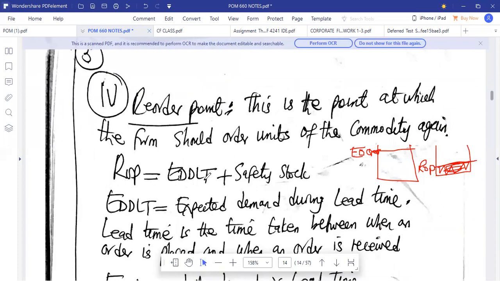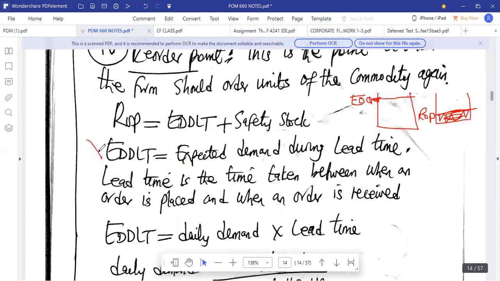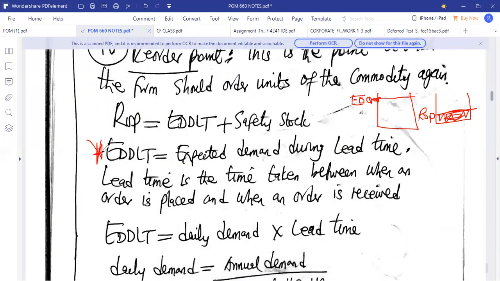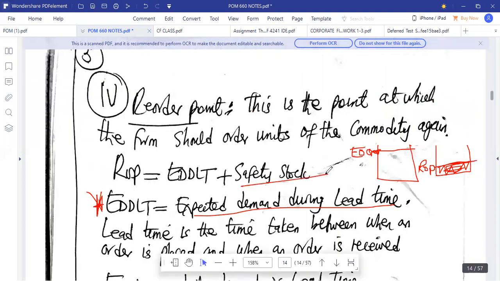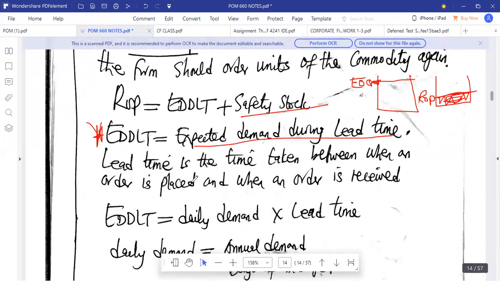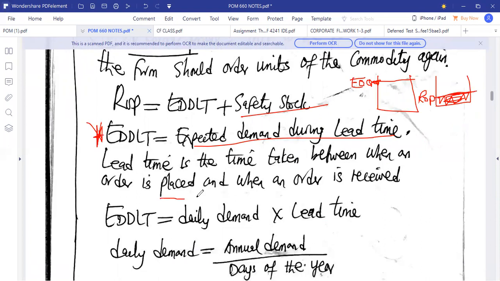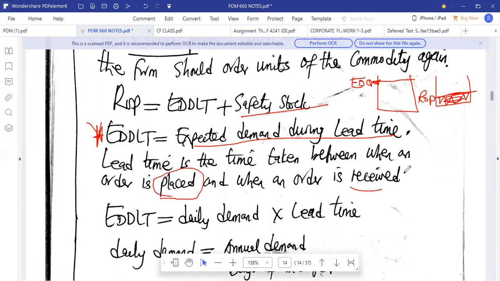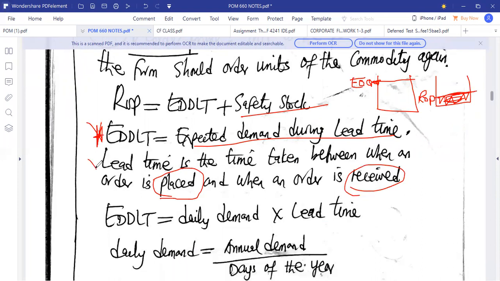So the order point is equal to expected demand during lead time plus safety stock. There are two things involved: expected demand during lead time, and the safety stock. Safety stock acts as a buffer stock, which is kept for security reasons to cushion demand. Safety stock and buffer stock are the same. Lead time is the time between when an order is placed and when the order is actually received.